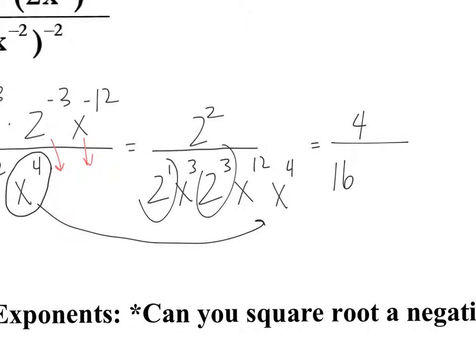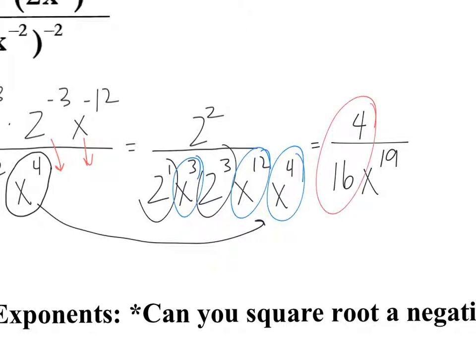And yeah, that 4 over 16 is going to reduce. Now let's count the x's. 3 of them and 12 of them makes 15, and 4 of them makes 19. So x to the 19th. Last thing to do is reduce the 4 over 16. And I know that the 4 goes away, so make sure that you don't lose your fraction though.